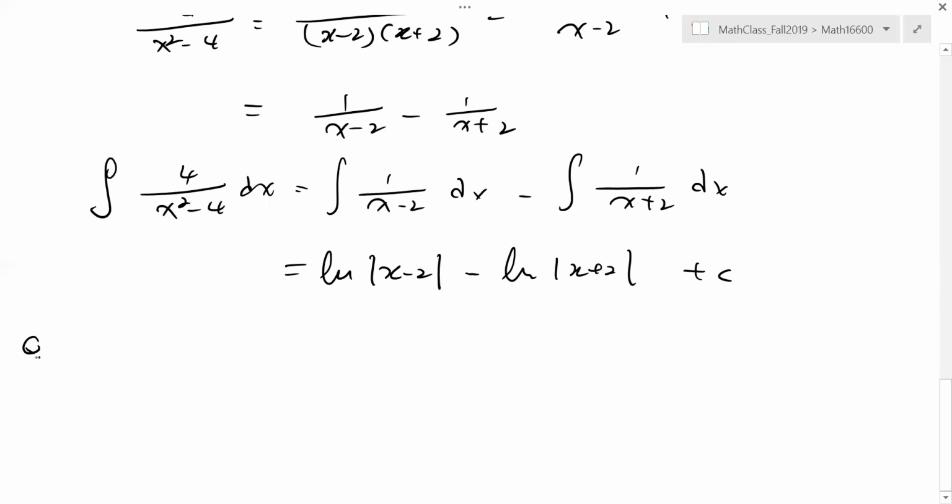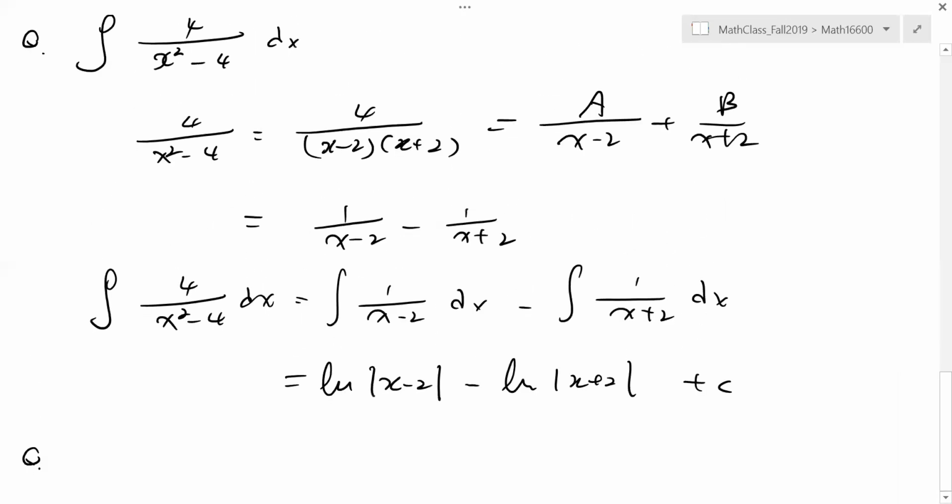If you put them together and combine, you get 4. You see, x plus 2 minus x minus 2 is going to be 4. If you combine those 2 terms, the x is gone.